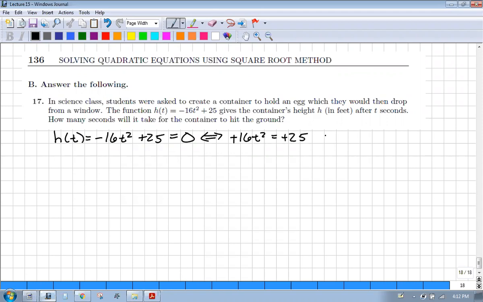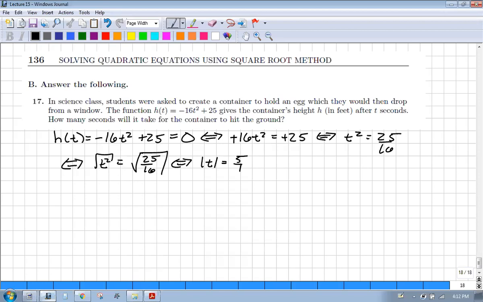Multiply by -1, so t squared is 25 over 16. The square root of t squared is the square root of 25 over 16. So the absolute value of t is 5/4. So t is plus or minus 5/4. We're only concerned with the positive time, not a negative time in which it was at the ground, because that doesn't make any sense. So just like the other word problems, except it's easier because you can use the root method because there is no b. B is 0.